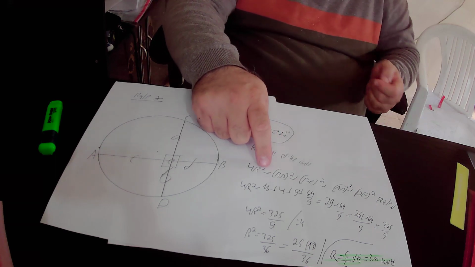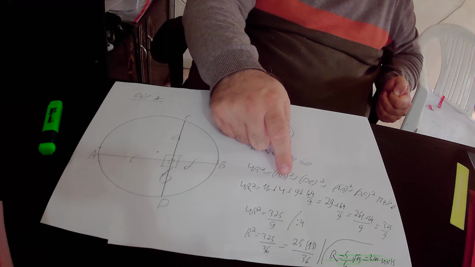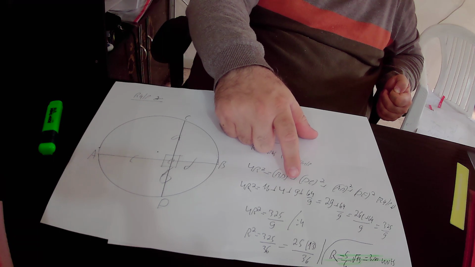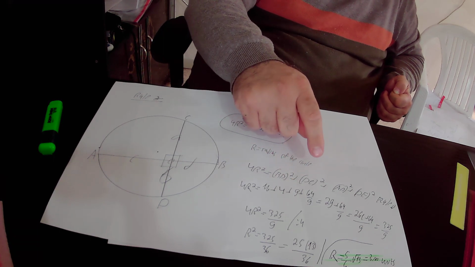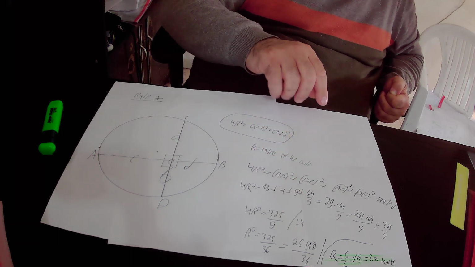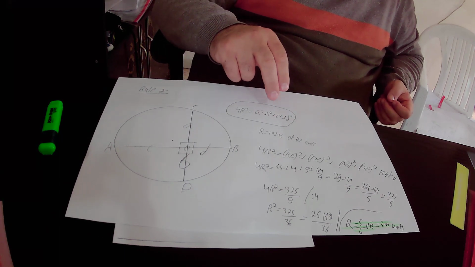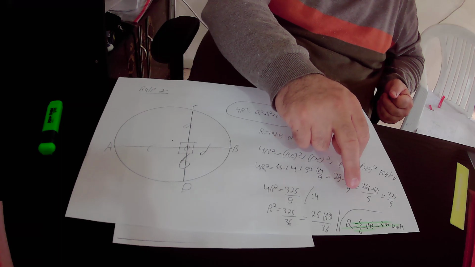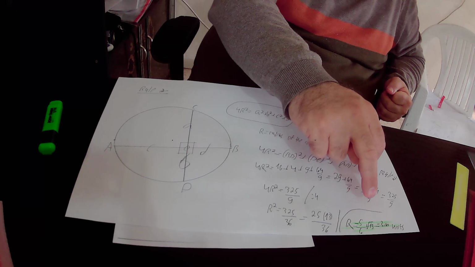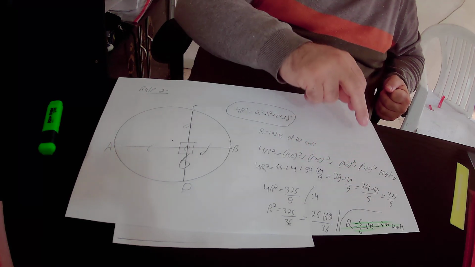BD equals 4, so BD squared is 4 squared, that is 16. DC equals 2, so DC squared is 2 squared, that is 4. AD equals 3, so AD squared is 3 squared, that is 9. Plus 8 over 3 squared is 64 over 9. So in conclusion, we found out that the radius of the circle, according to this equation, equals 5 over 6 times the square root of 13 units. So in terms of numbers, it is a little bit greater than 3 units.